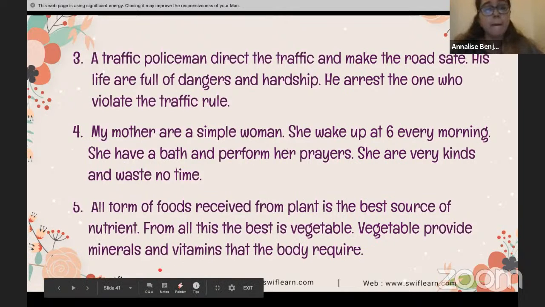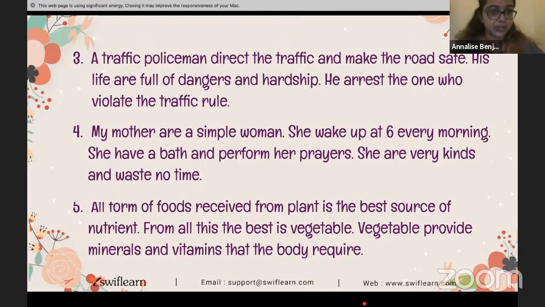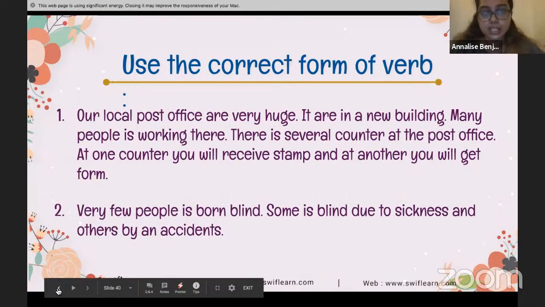From all this, the best is vegetables. Vegetables provide minerals and vitamins that the body requires. Very good. Great job.